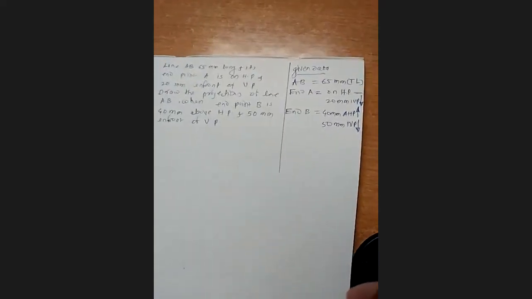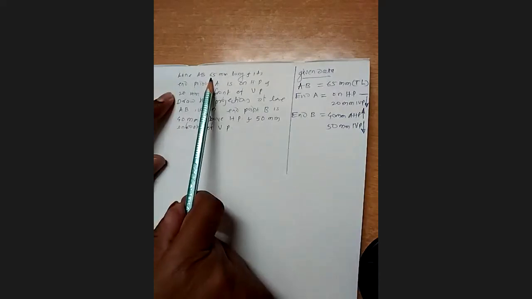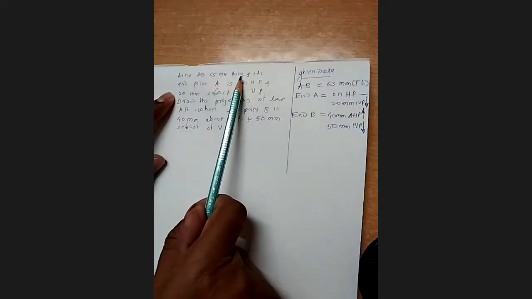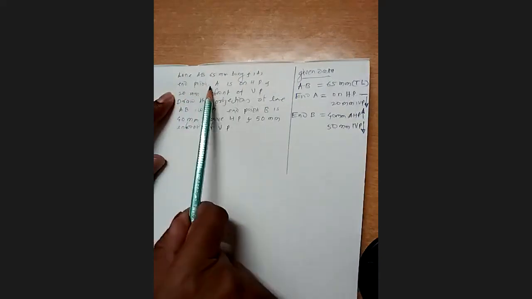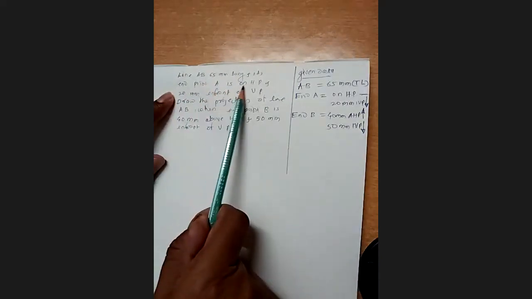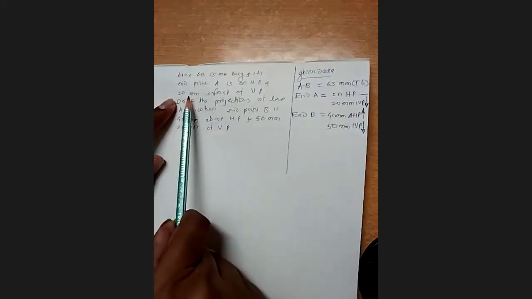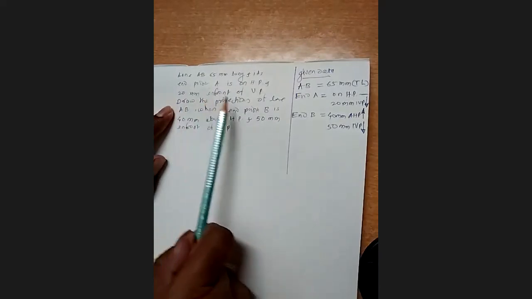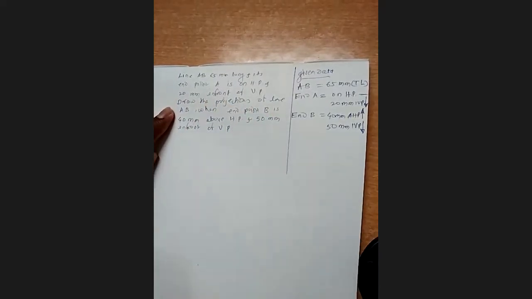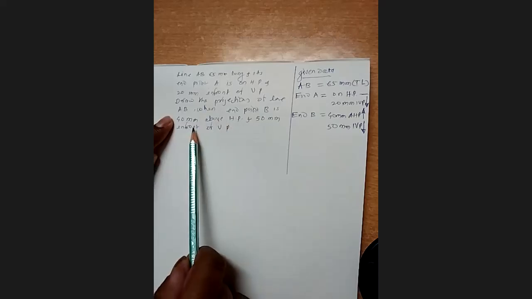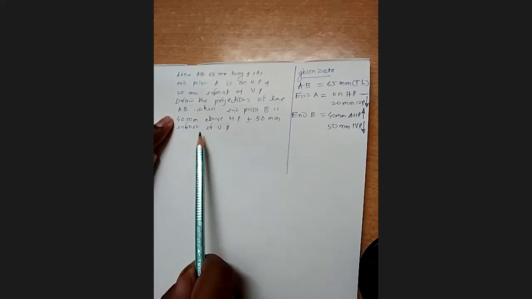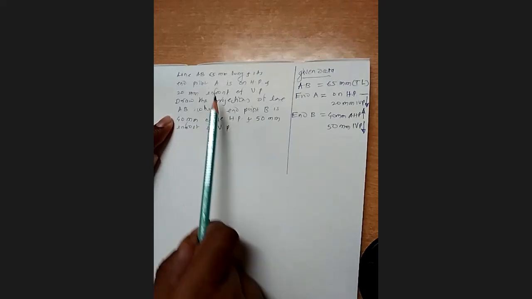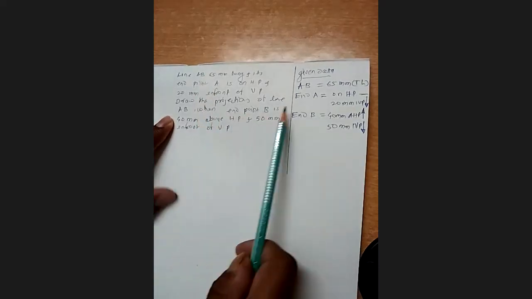So this is what you can see here, the problem statement. A line AB 65 millimeter long, its end point A is on a horizontal plane and 20 millimeter in front of VP. Draw the projections of line AB when endpoint B is 40 millimeter above HP and 50 millimeter in front of VP.